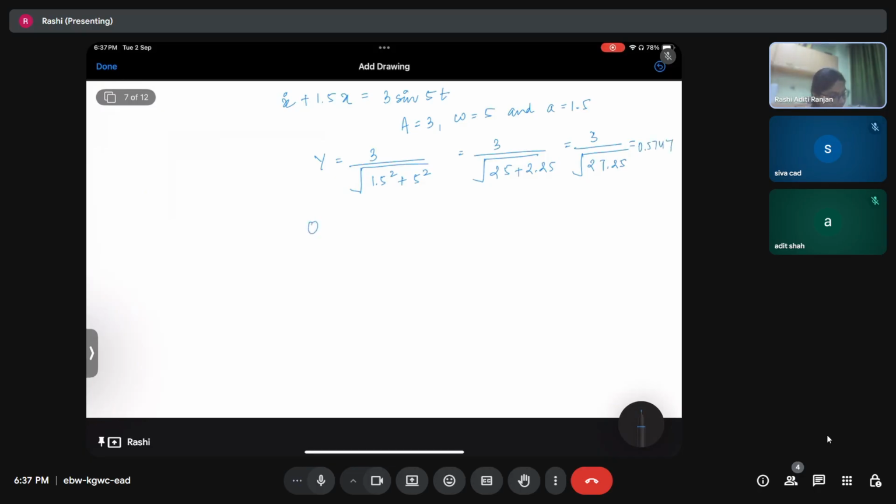And phi is going to be tan inverse of omega 5 by 1.5. So this will give us 1.2793 radian.